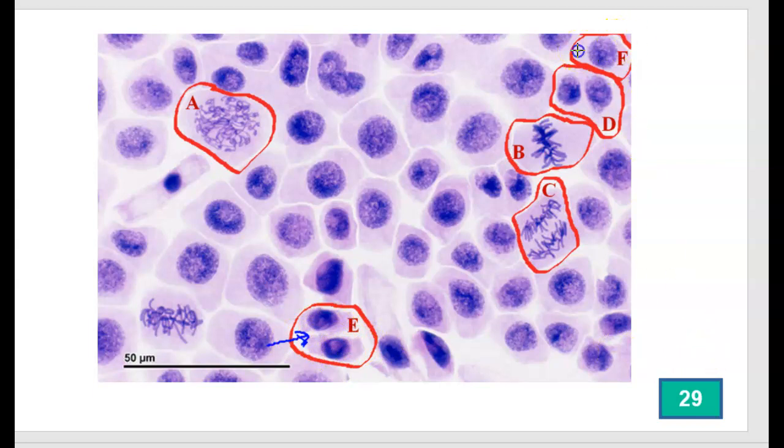And then F, I would say the cell is in interphase because there's a clear nucleolus. So that's it for mitosis and the cell cycle.